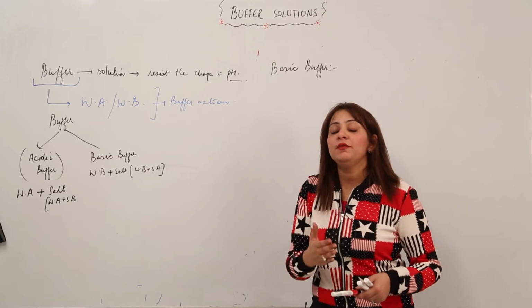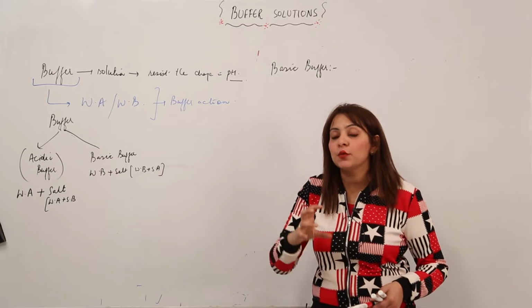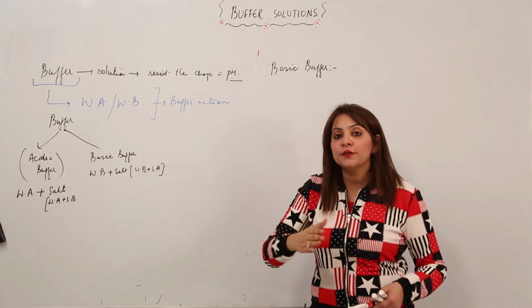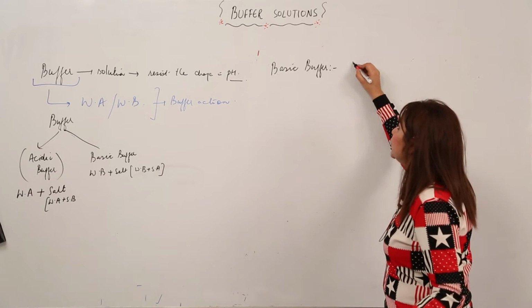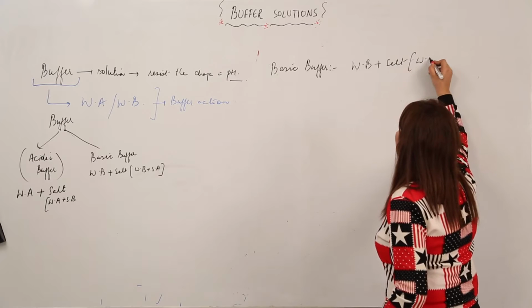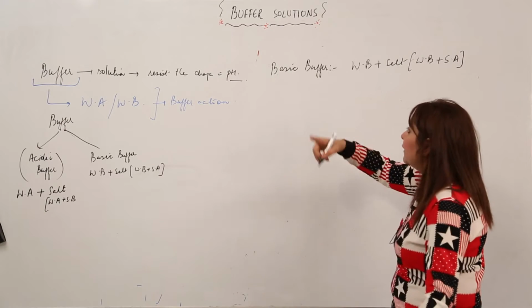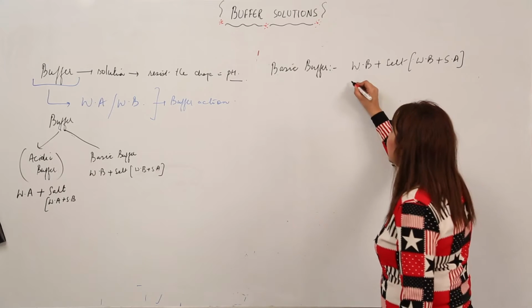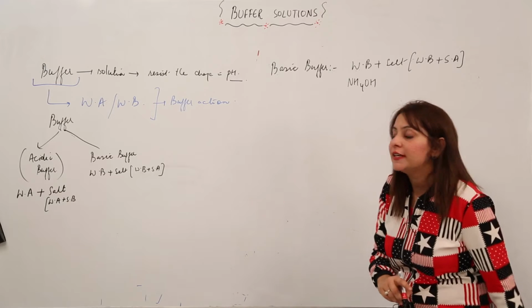Now in the same way we'll be doing the same expression for the basic buffer, right? We'll be asking what the buffer action is in the case of the basic buffer. So for a basic buffer, first of all you should know it consists of a weak base and a salt, and the salt is of a weak base plus a strong acid, right? So let us take an example for the weak base, suppose NH4OH, ammonium hydroxide, right?